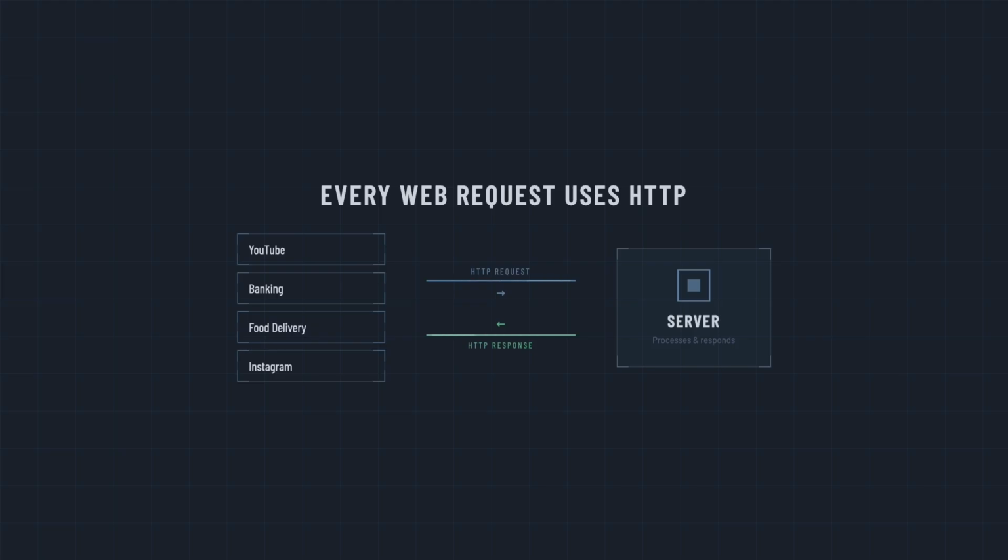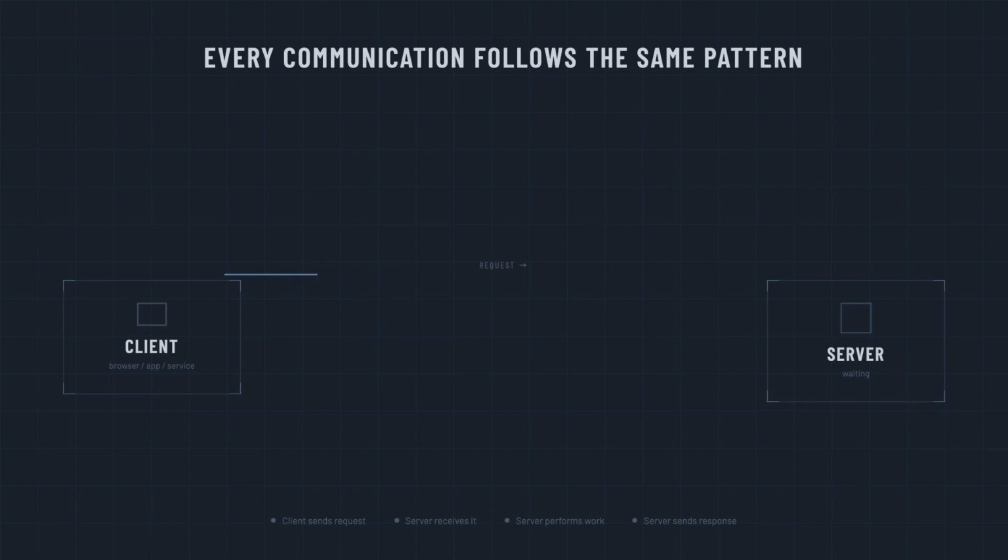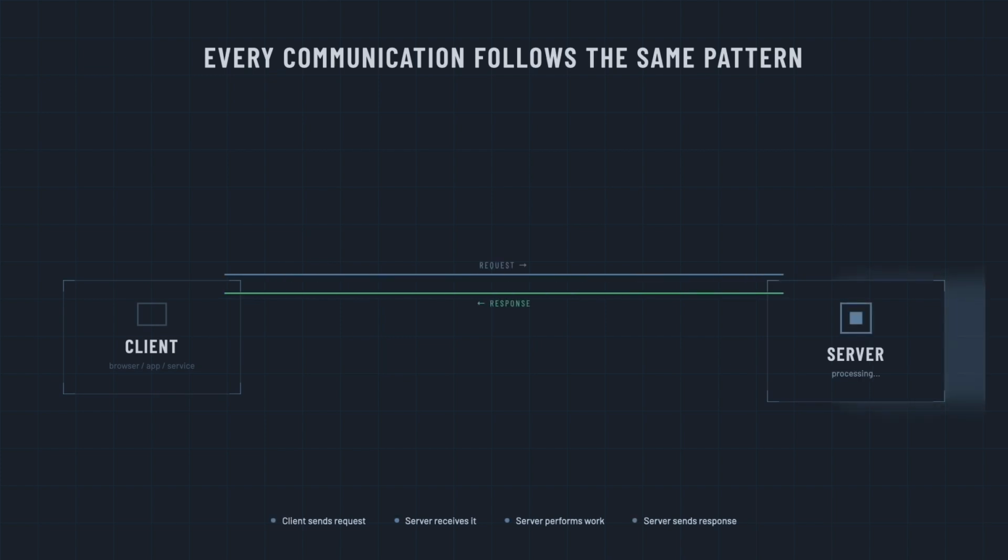Every communication follows the same pattern. A client sends a request, a server receives it, the server performs some work, and finally it sends back the response. The client can be anything: a web browser, a mobile application, a desktop application, another backend service, or even an IoT device. Likewise, a server can expose its functionality to thousands or millions of clients at the same time.